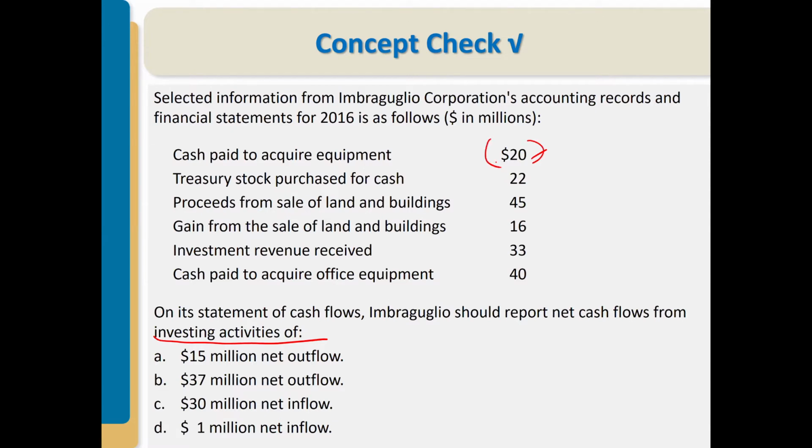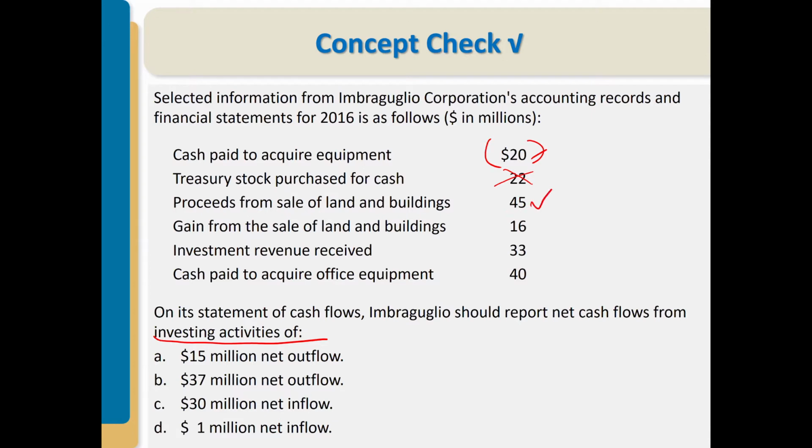How about the second one, treasury stock purchase for cash? This is not investing. You purchase treasury stock, which is actually financing. Proceeds from sales of land and building: this is investing, right? You sold your land and buildings. This is internal investing, but it is positive.